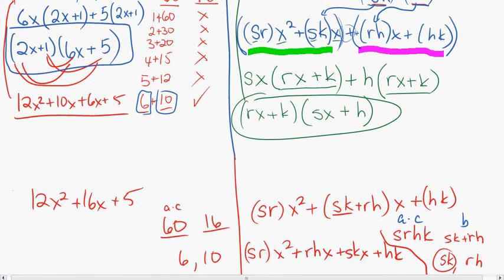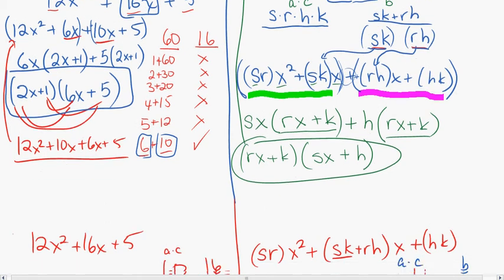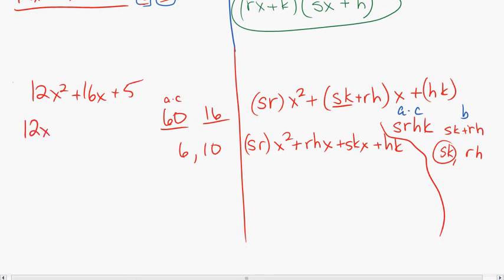Likewise, what I did up here was I put the 6x first and then the 10x, so I'm going to reverse that. So 12x squared plus 10x plus 6x plus 5. So I just flip-flop the 10x and the 6x. And now I'm going to group. First two, second two, and factor.